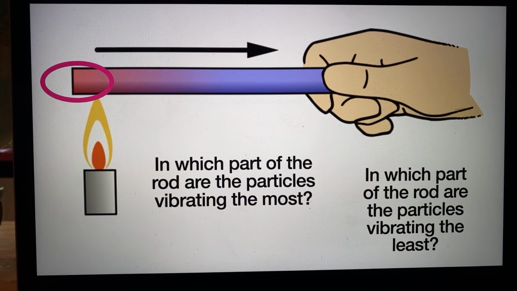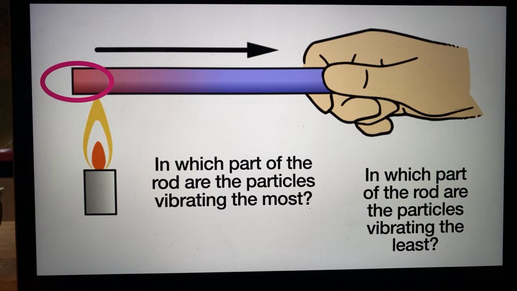In which part of the rod are the particles vibrating the least? Dexter, the coolest part. Yeah, which bit is the coolest part? You ignore the colours. Yeah, you're saying the other end next to the hand.